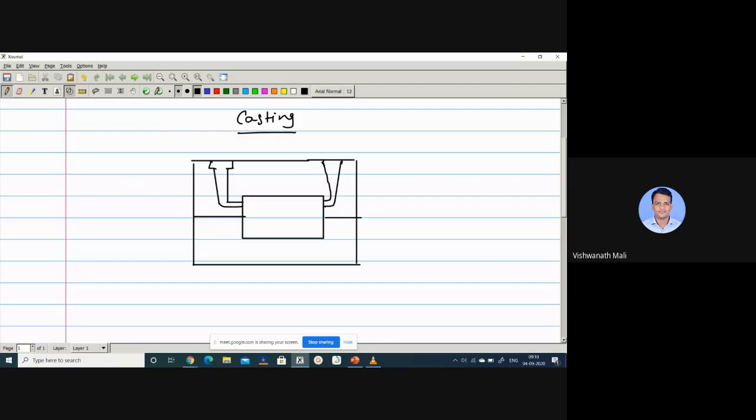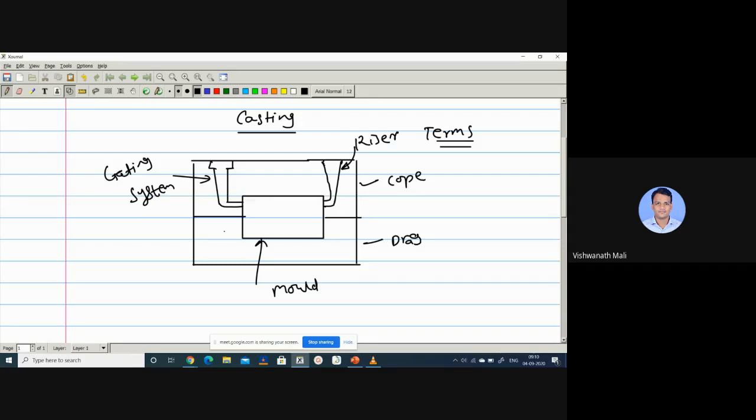So we are studying the chapter casting. In this, first we studied different terms. What are the different terms we study in casting? This is the cope, then this is the drag, mold, this is gating system, riser, correct? So these are the basic terms which we study in casting.